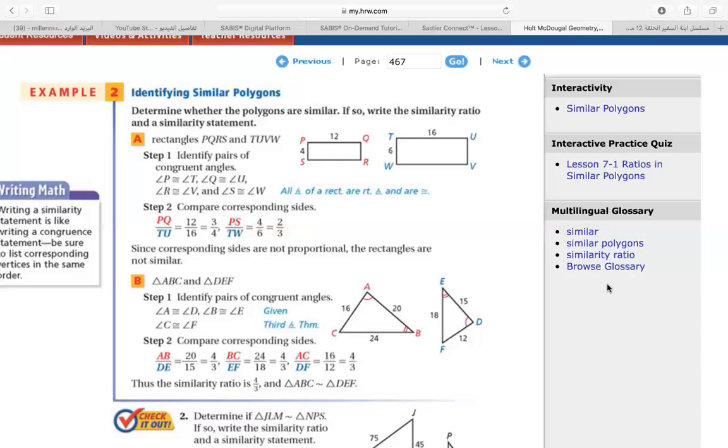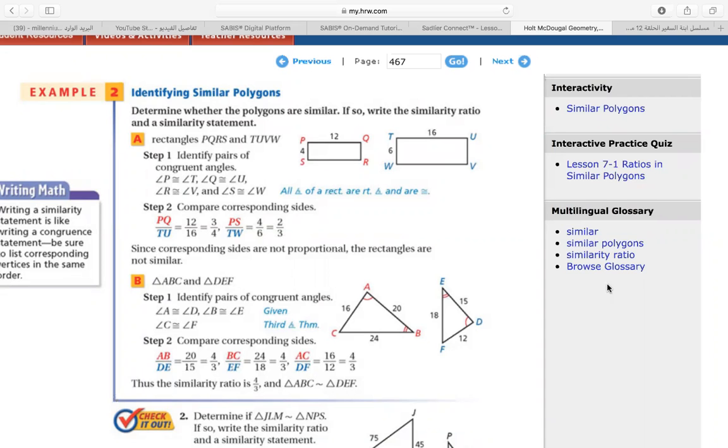Then I'm going to choose another two sides like PS and TW. I'm choosing the first and the last letter, P and S, and in the second rectangle the first and the last letter, T and W. So I put P and S up, and down I'm going to put T and W. PS, its measure is 4, and TW, its measure is 6. So I'm going to simplify. 4 and 6, both of them are divisible by 2. So 4 divided by 2 will be 2, and 6 divided by 2 will be 3. So now PQ over TU is 3/4, and PS over TW is 2/3.